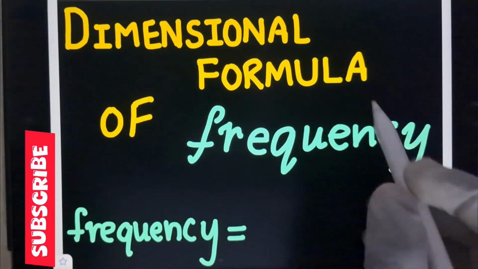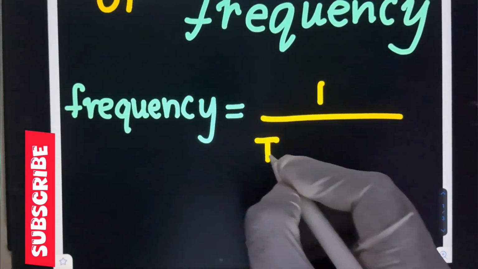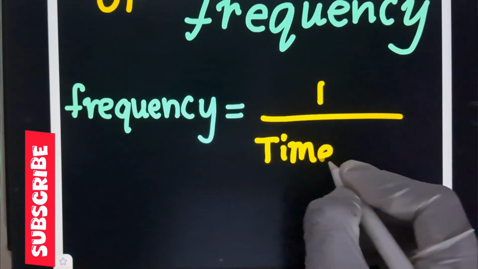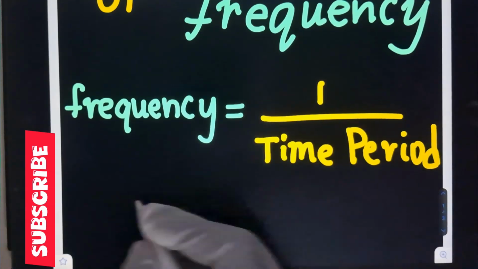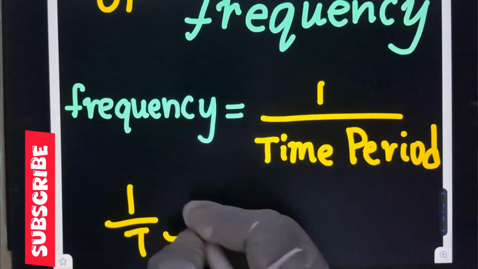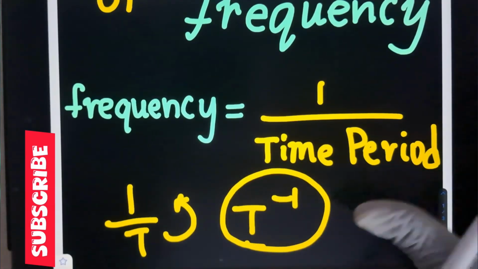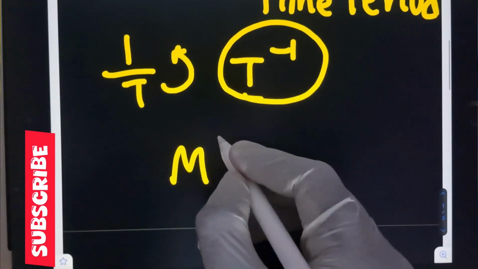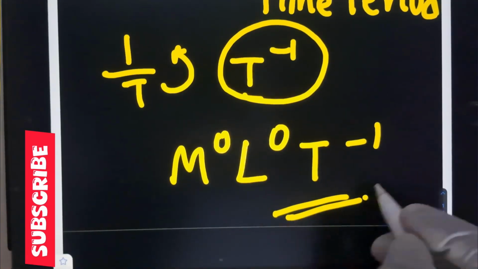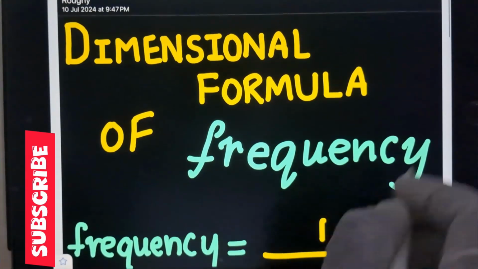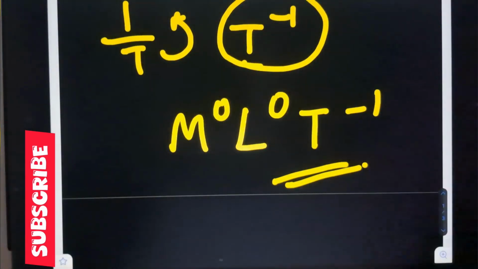Dimensional formula of frequency. Frequency is equal to 1 by time period or time taken. So frequency is inversely proportional to the time. So when the time is reciprocated, 1 by T is reciprocated and it is T power minus 1. So it is so simple. The dimensional formula of frequency is M power 0, L power 0, T power minus 1. It is so easy. Frequency dimensional formula is T power minus 1.